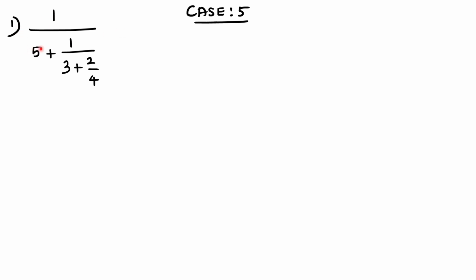1 divided by 5 plus 1 by 3 plus 2 by 4. The first step, I will write it over here: 2, then 4. This is the numerator part, then the denominator part. Then the next step is involved with this. How many steps over here? I have 2 steps, so I'm going to place 2 blanks over here.